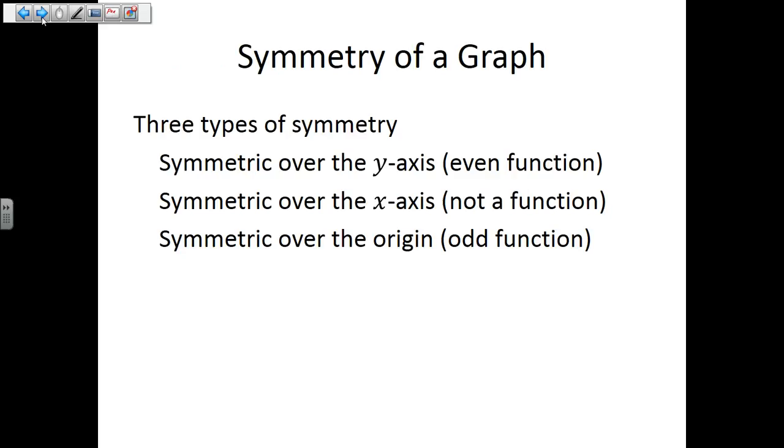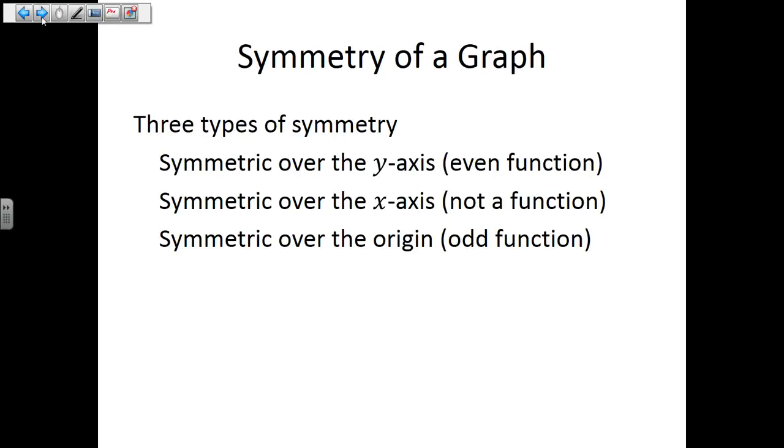Now let's talk about the symmetry of a graph. So there's three types of symmetry. There's what we describe as symmetry over the y-axis. So when we say that a function is symmetric over the y-axis, we actually refer to that as an even function. There's symmetry over the x-axis, so that means that we can't even have a function.